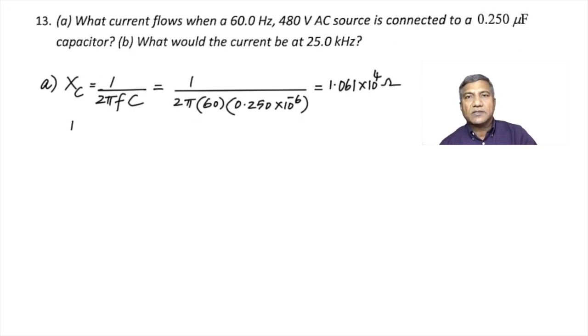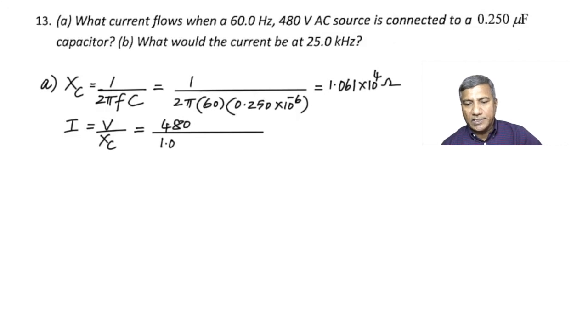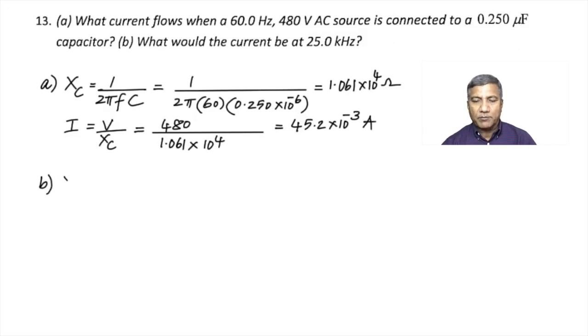So that is the capacitive reactance. And to find the current, we use Ohm's law, voltage by that reactance. Now it's 480 divided by 1.061 times 10 to the 4, which gives a current of 45.2 times 10 to the negative 3 ampere.